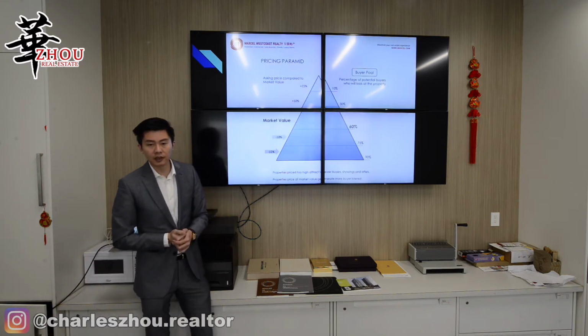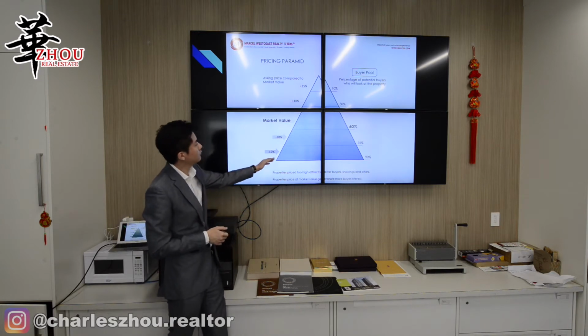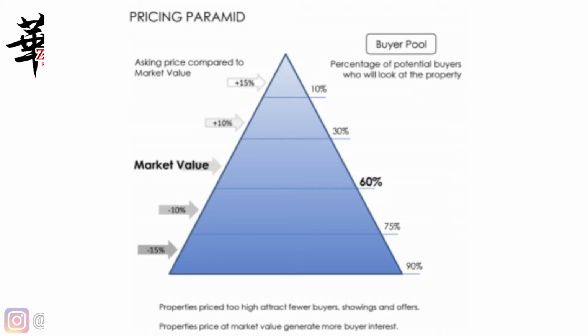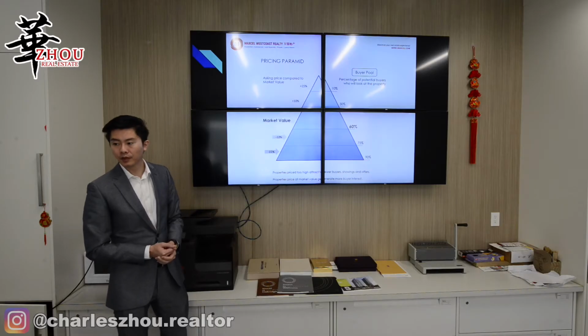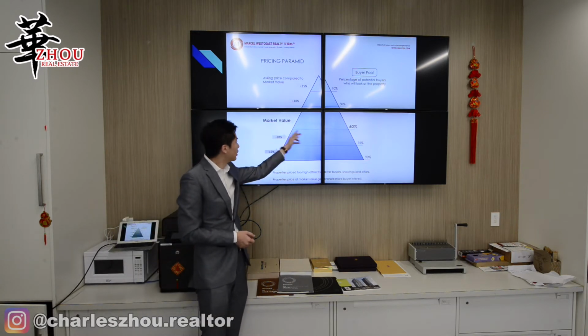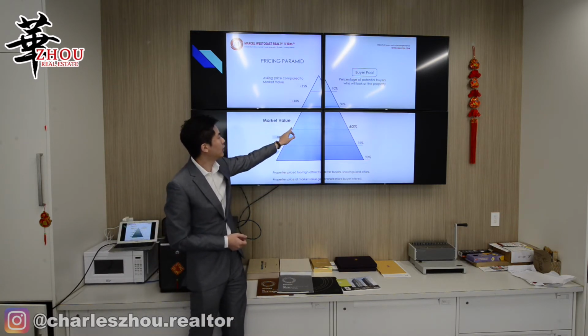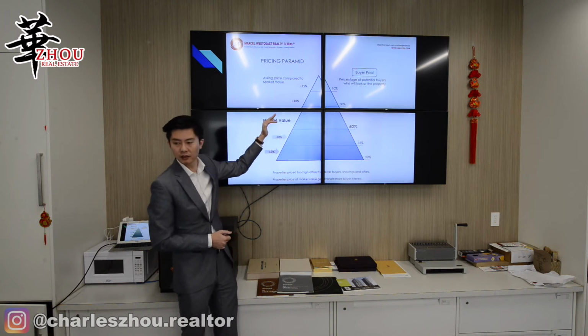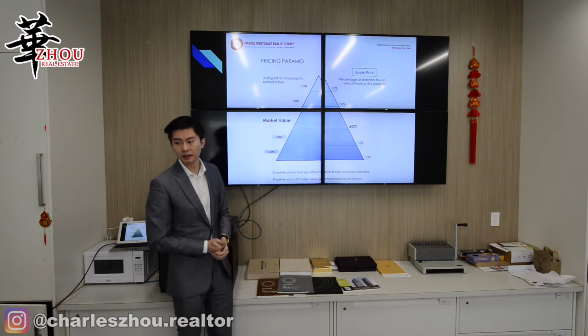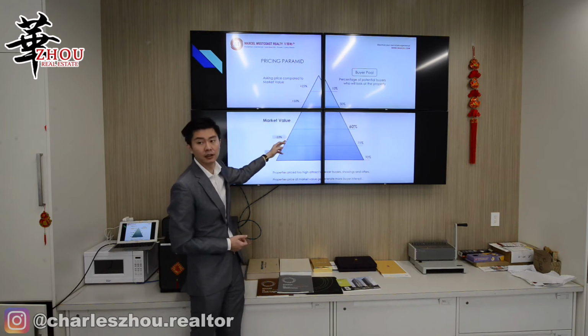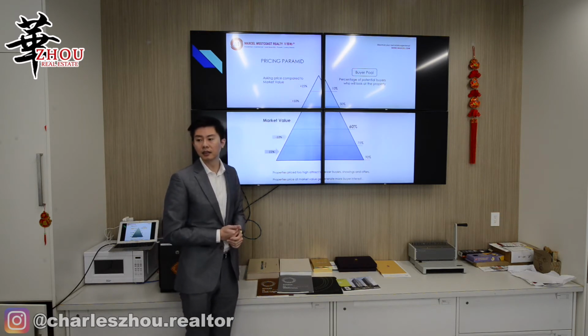So when you negotiate with the seller, you have to tell them, look, the pricing strategy is like a pyramid. If you price it higher, your buyer pool will be smaller. If you price it lower, there will be a bigger pool of buyers. So where do you want to be? Of course, if the market price is right here, are you going to price it above the market or below the market? Of course, you want to price it below the market, to get more people to see your listing.